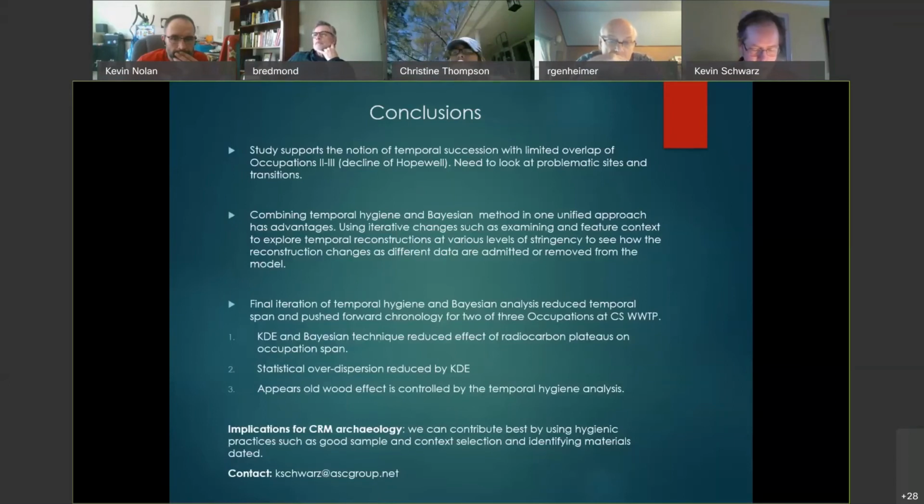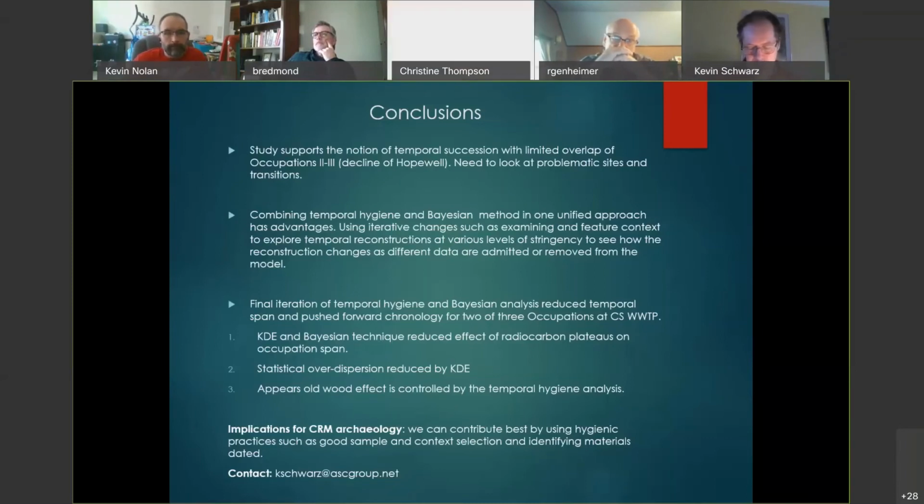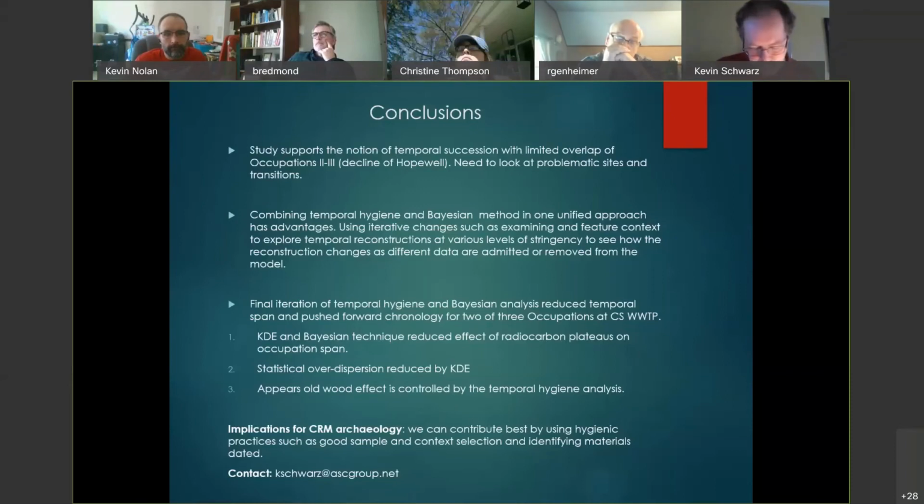Using iterative changes, such as examining feature context, to explore temporal reconstructions at various levels of stringency, and to show how the reconstruction changes as different data are admitted or removed from the model, I think is helpful. But you have to watch that you're not gaming it. You can't go into it thinking that you're going to be getting one or another kind of reconstruction. You're just seeing how it changes and looking for the best fit model, one that fits best.